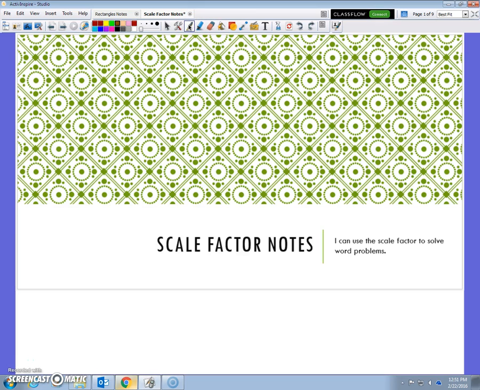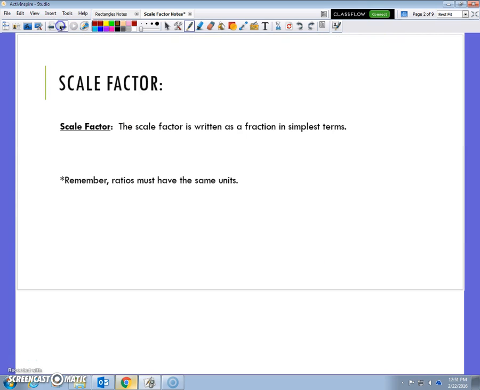All right, this is Mr. Gilman. Today we're going to talk about scale factors, and they're a little different than scales because a scale factor specifically has to be in the same units on both of them. All right, so that's the big difference. We're going to use these scale factors to solve problems.